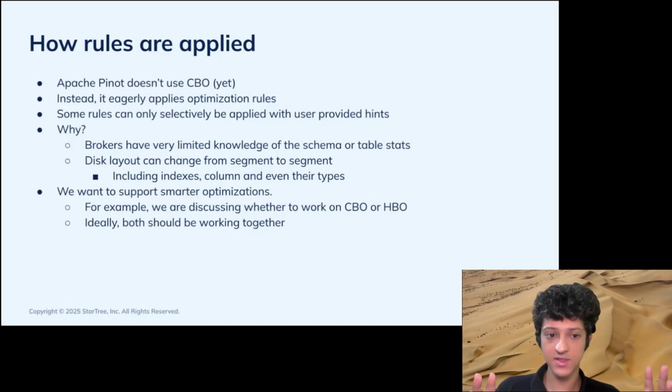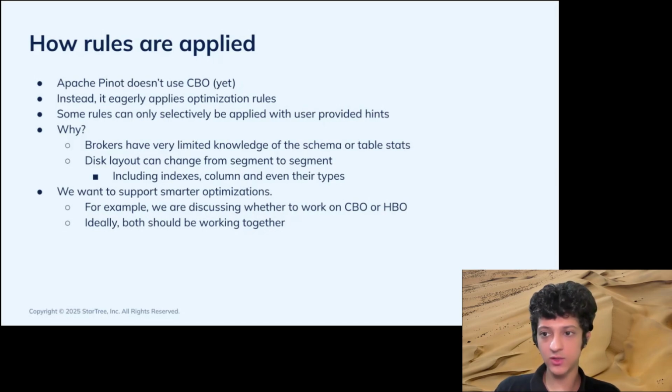But the reason for this is that brokers currently have very limited knowledge of the table statistics and also the disk level layout for segments. And it's going to be prohibitively expensive for brokers to maintain metadata for millions of segments, potentially all centralized, and make decisions on that. So we do want to support smarter optimizations. In fact, we have been discussing potentially supporting either cost-based optimizations or history-based optimizations, where we could optimize queries based on historical query stats for similar queries.